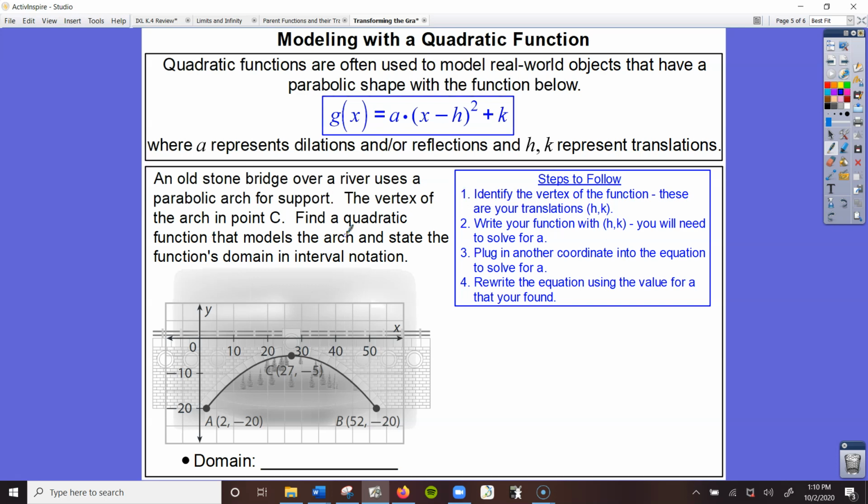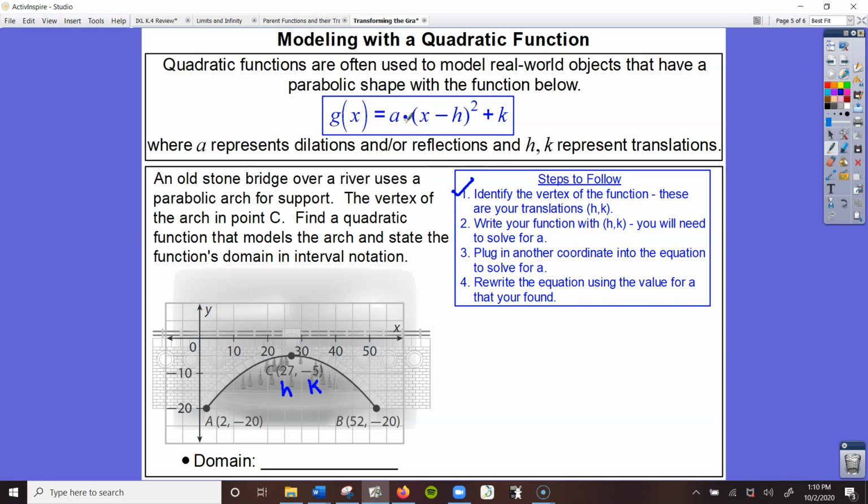So the written description does tell you where the vertex is located, which is at C. But even if it didn't, you would look at your graph and look for that point in the middle, which is either your maximum or your minimum. In this case, it is a maximum. So the h here would be the 27, and the k would be the -5. So that's step 1. The next step would be to write the function with h and k substituted.